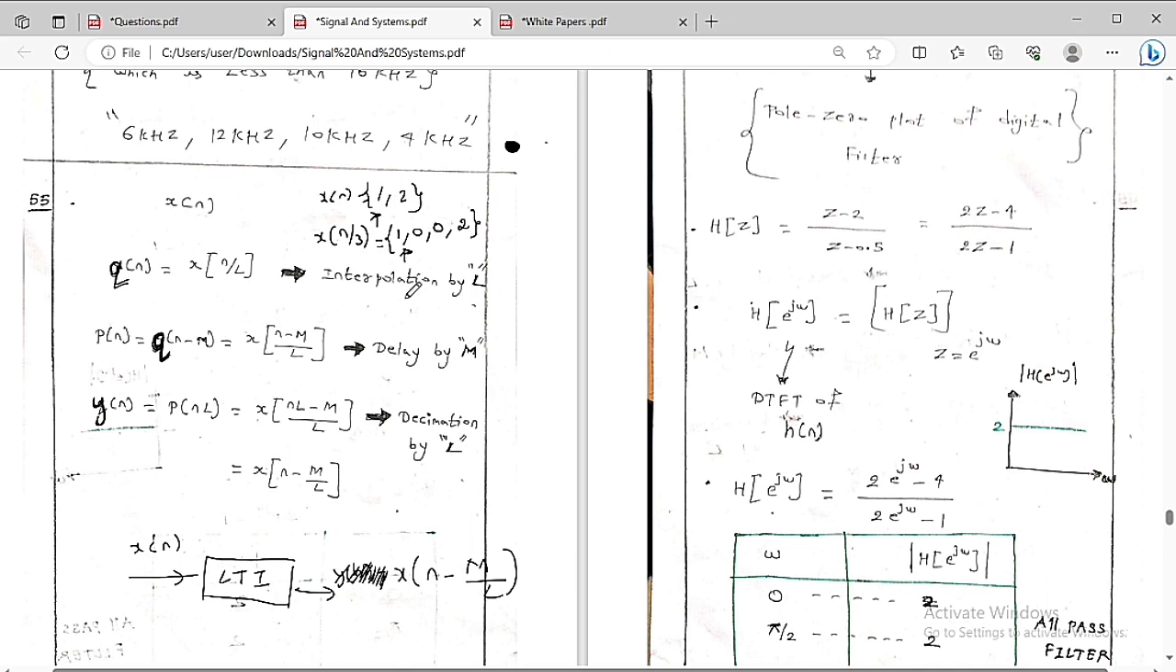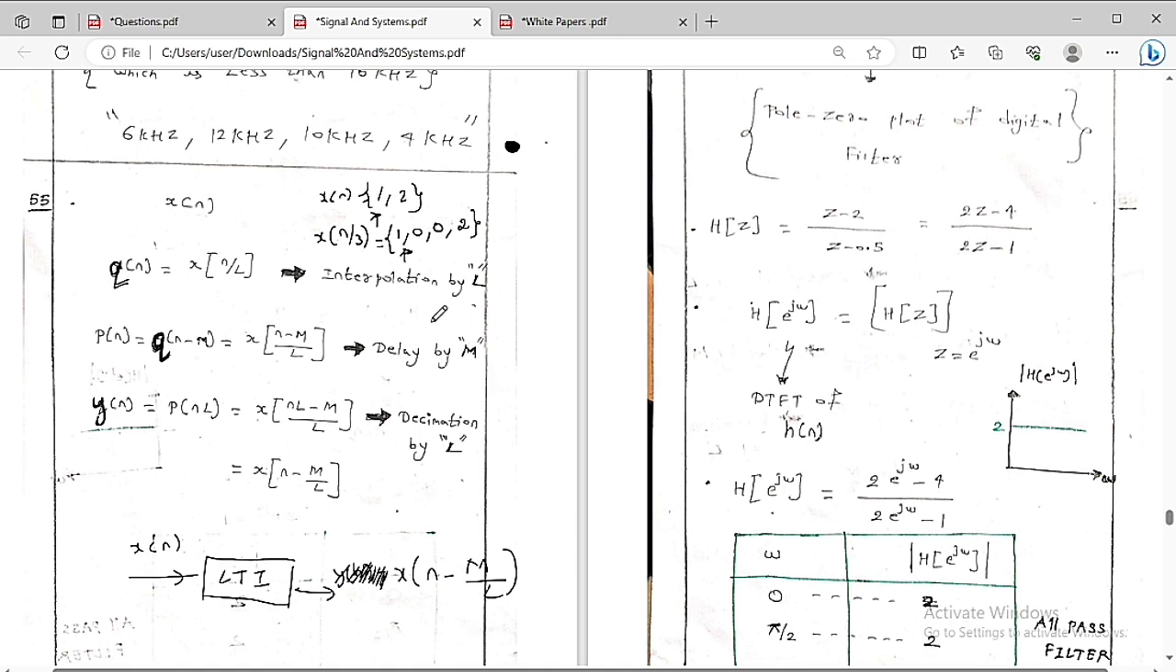Listen carefully. Interpolation by L means replace n by n/L. Delay by m means replace n by n minus m. Decimation by L means replace n by nL.